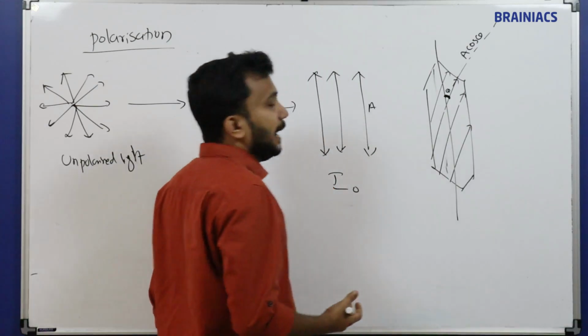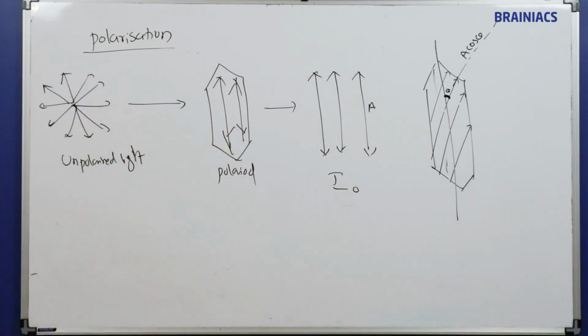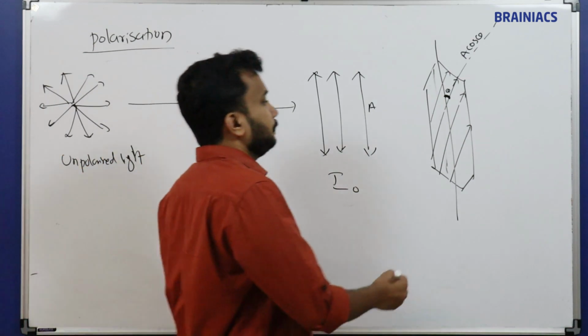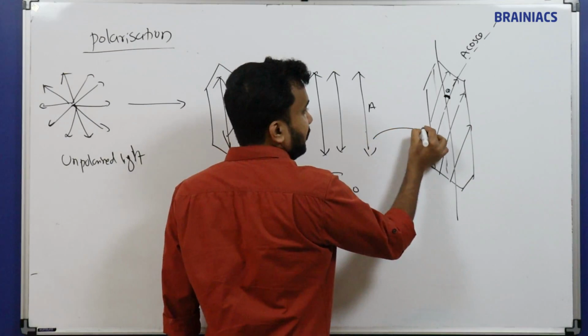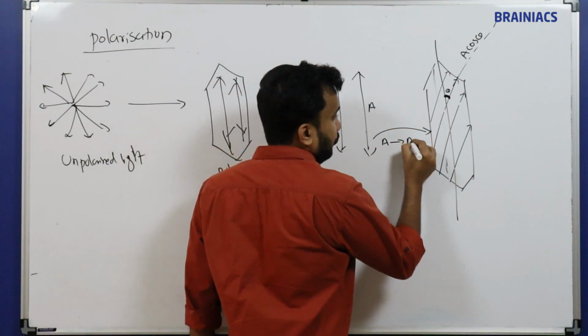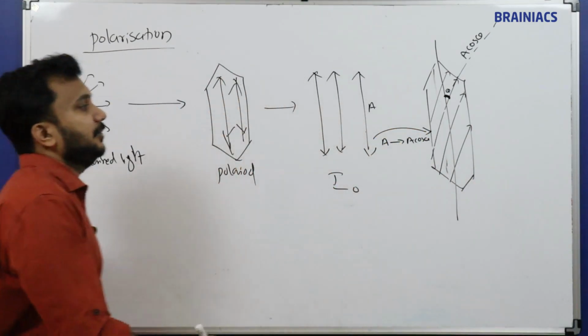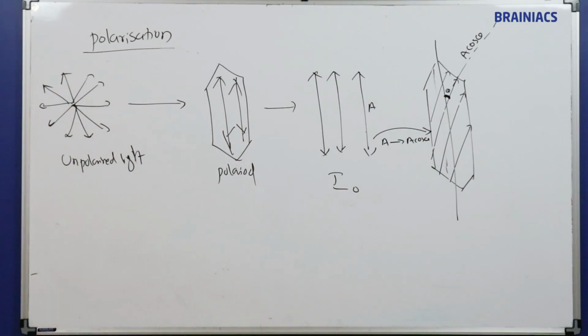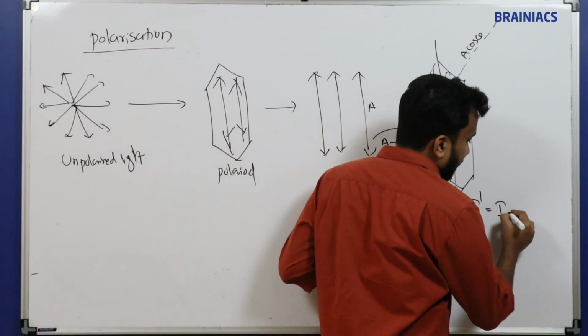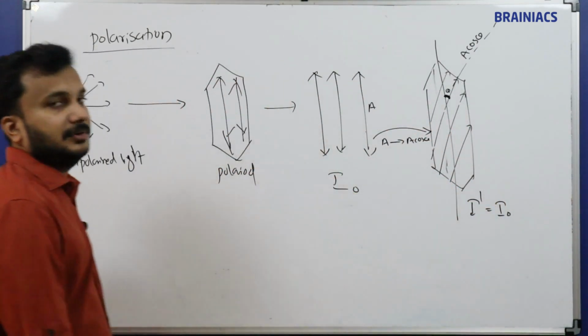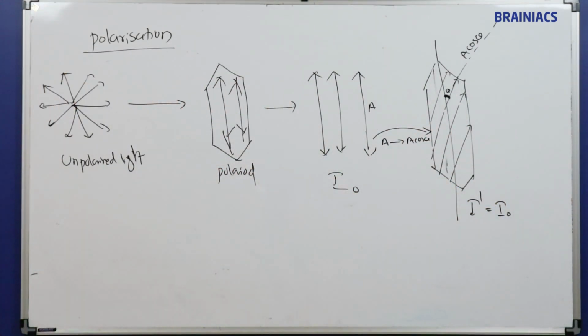So now the new intensity of the wave will be equal to what? Here the amplitude is A. Now the amplitude will change from A to A cos theta. The amplitude will change from A to A cos theta. So the new intensity I dash will be equal to I0 times of.